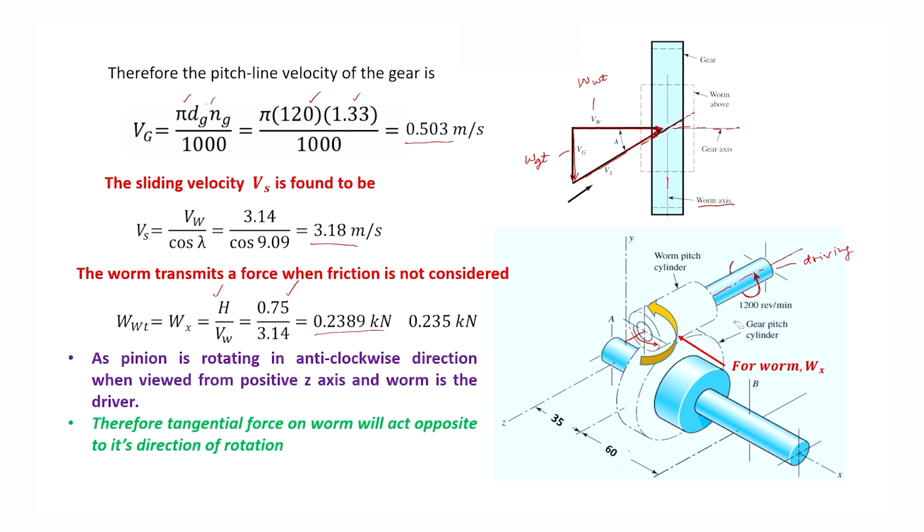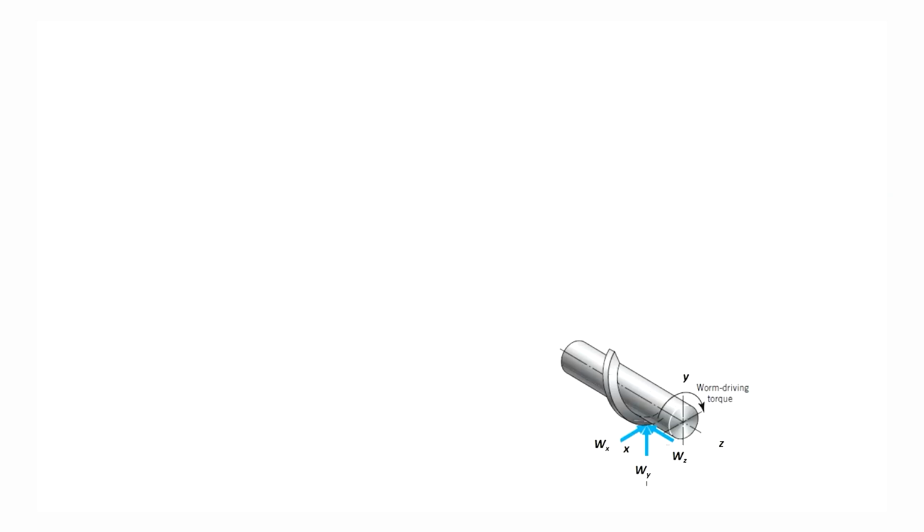And this force, the transmitted load on the worm, is acting in the direction of x. It is negative x, but parallel to the x. And so, it may also be called Wx, because this transmitted force we have obtained by considering frictional force equal to 0. We have not considered yet the frictional force. So, this WT is the force acting in the direction of x on the worm. Wx for worm will act in the negative x direction.